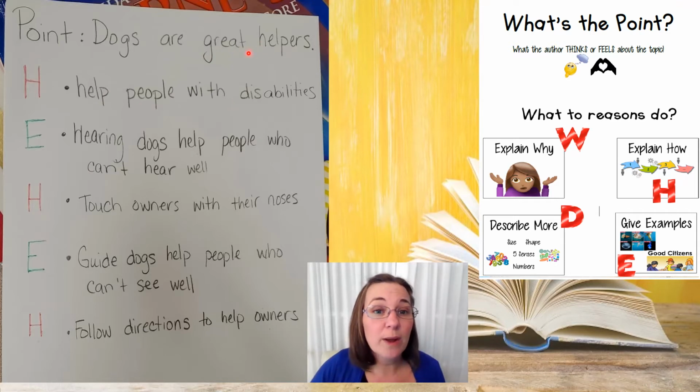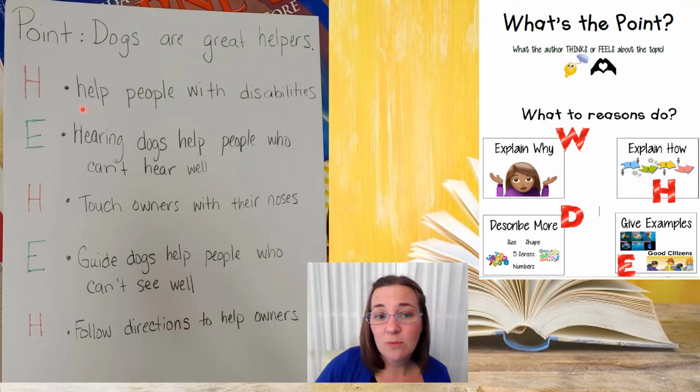Then this second grader went back and thought, what does this reason do? The second grader said, well, the reason said it helps people with disabilities. That explained how dogs were great helpers because they help people with disabilities. And this second grader coded it with an H.